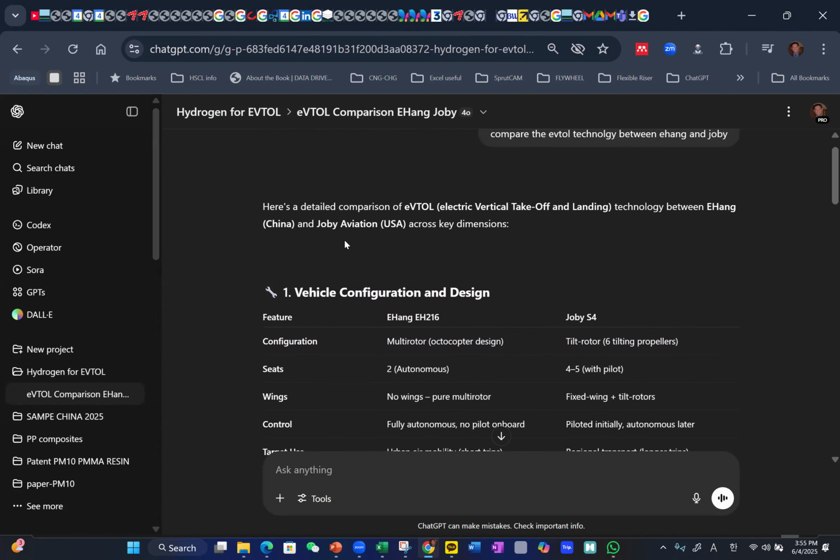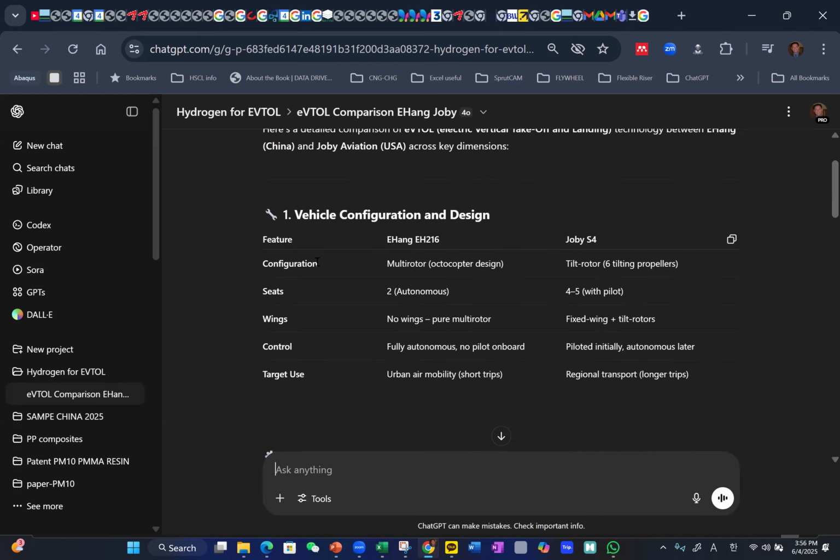So, here is a detailed comparison of eVTOL, electric vertical takeoff and landing, technology between EHang and Joby Aviation USA. Technology-wise, advanced technology is led by the USA and led by China. There are two big movers. It's important to compare them. Now, vehicle configuration and design.